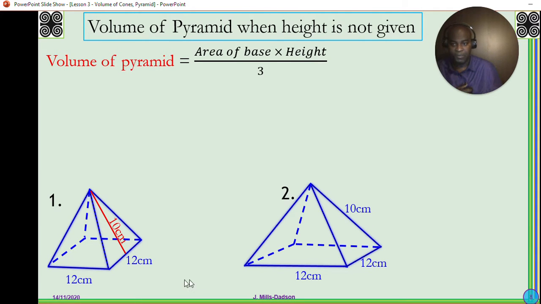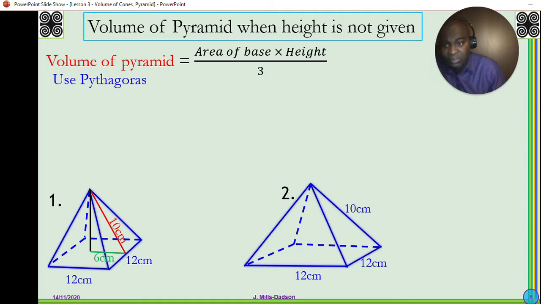They look similar. The 10 that you see here is the height of the triangle. The 10 that you see here is the slant height of the pyramid. So they are not the same. So this 10 is not the same as this 10. You need to be very careful. So let's look at the first one.